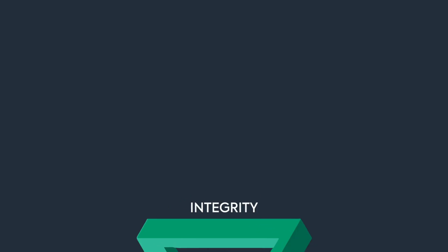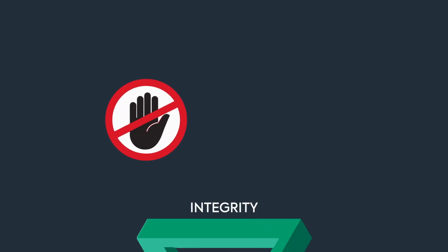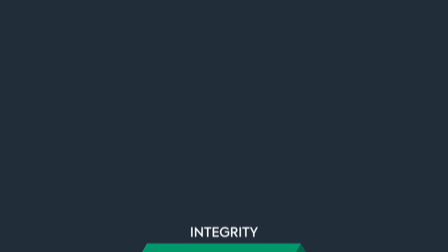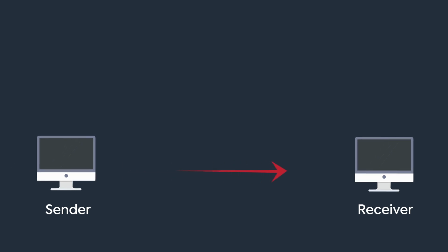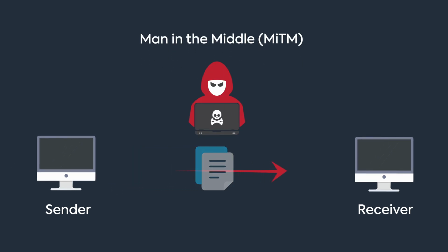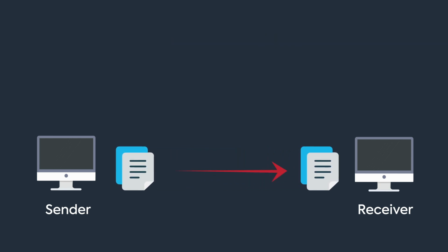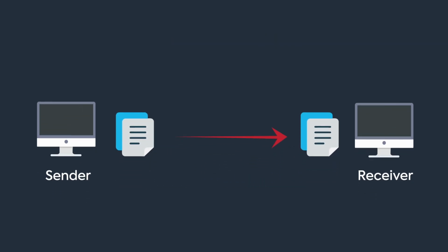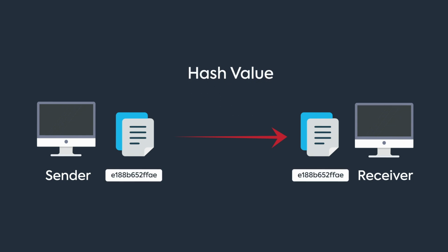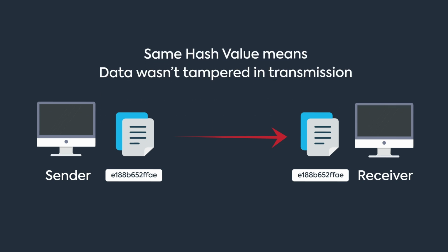Integrity means data shouldn't be tampered with by an unauthorized person. This one is especially crucial during transmission because a man-in-the-middle attack can modify what we see. The data should reach the destination in the same state as it was sent by the sender. And to verify the integrity of the data, we generate a hash value, which is just a fixed size value that is unique for different data. Same hash value means data wasn't tampered with.